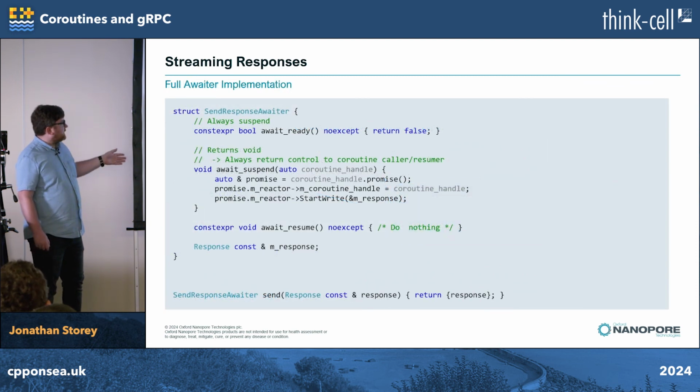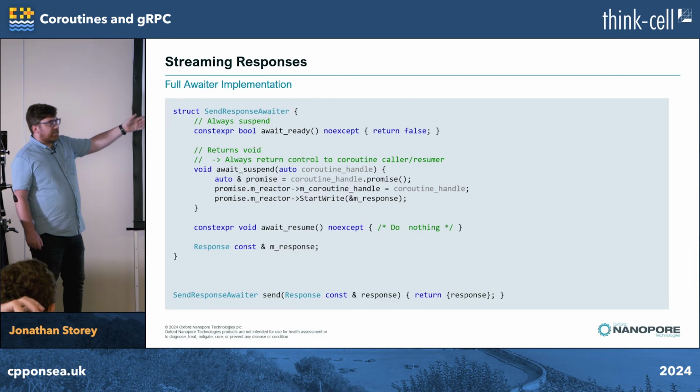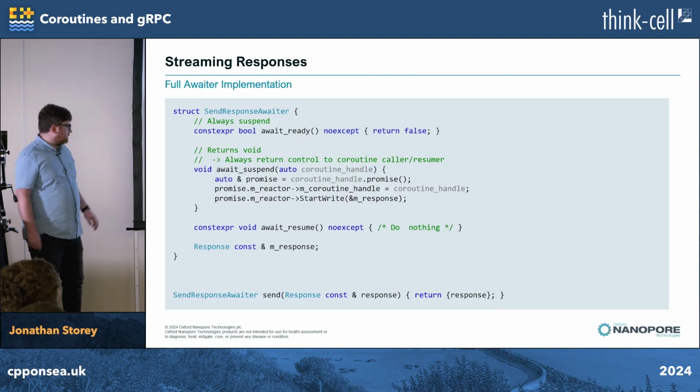So this is the full awaiter code. We've got await_ready, and we return false because we always need to wait. We've got await_suspend that you've already seen, and in await_resume, we're returning void. We don't need to do anything. We've got the reference to the response so that we know which response to send when we call start write. And then this send function, all it does is return an awaiter with a reference to the response we want to send inside it.